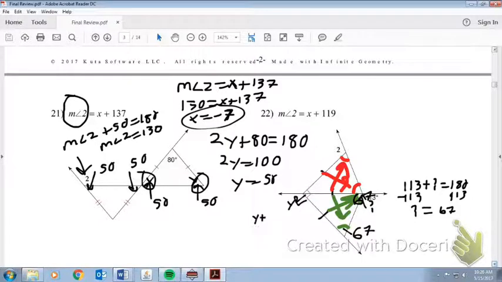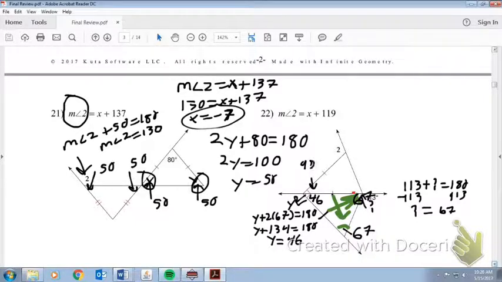So we know that if we call that angle y, we know that y plus 2 times 67 equals 180. Y plus 134 equals 180. So that angle right there is going to equal 46. We know that angle and the angle right above it are complementary, meaning they add up to 90 degrees. So that's going to be 90 minus 46, or 44 degrees.